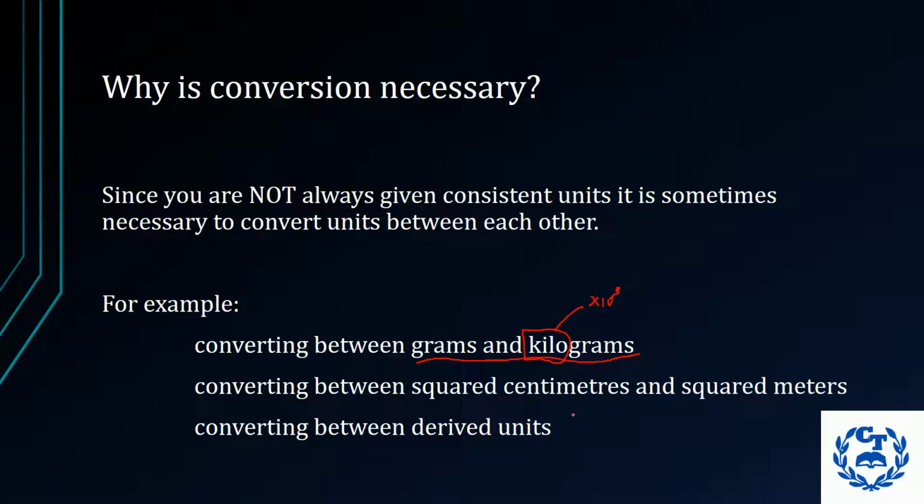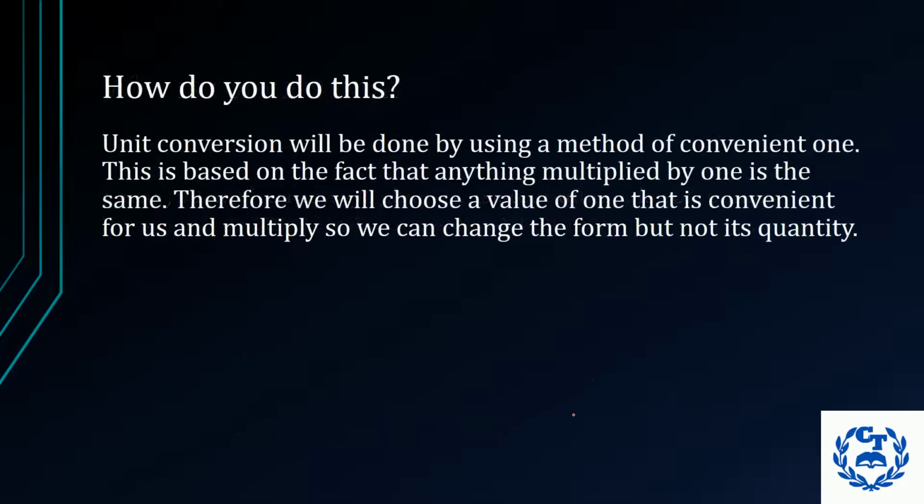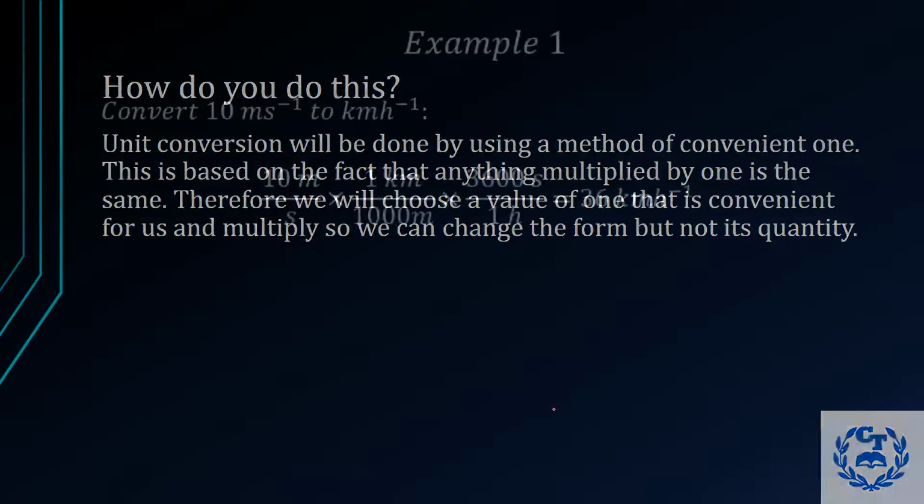Something like converting between squared centimeters and squared meters, or converting between derived units, however, takes a little more effort. The method that we're going to be using is called convenient 1, where we choose a value of 1 that is convenient for us, and we multiply by that value so that we can change the form but not actually how much the quantity is.